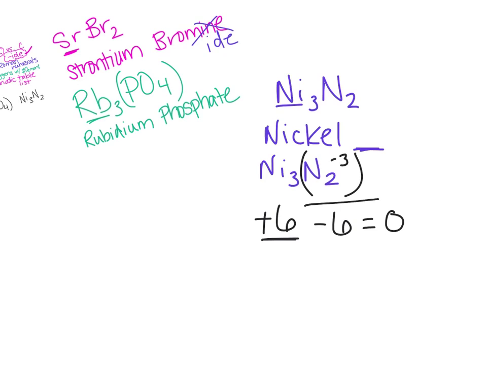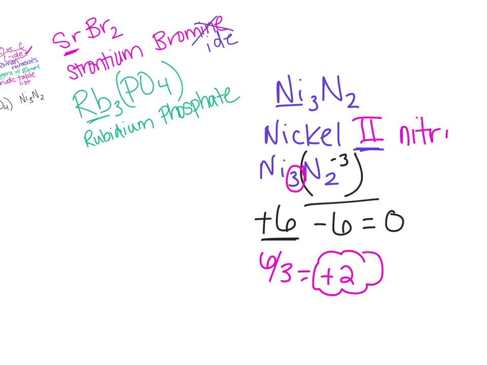But we have to respect the fact that there is not just one of those. How many of them are there? 3. There are 3. So we're going to say 6 divided by 3 means each nickel has what charge? A +2 charge. Therefore, that's what goes for my Roman numeral, Roman numeral 2. And then how would we end this? Is there a polyatomic? No. So we just name it with an "ide." Nitride.